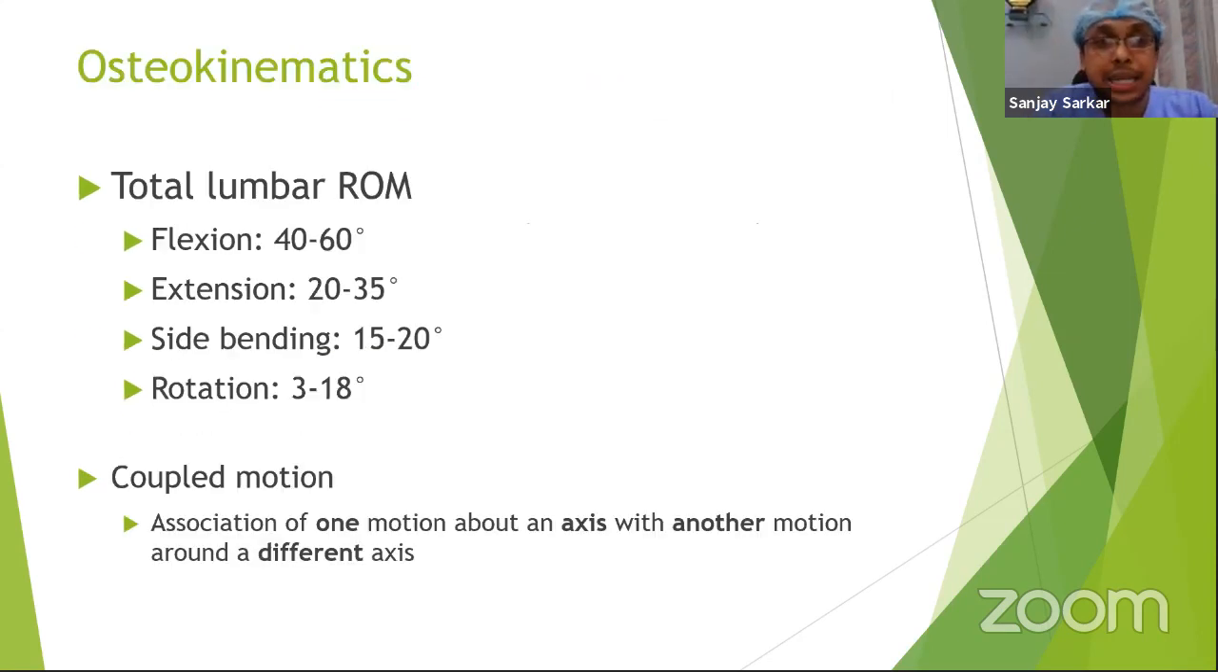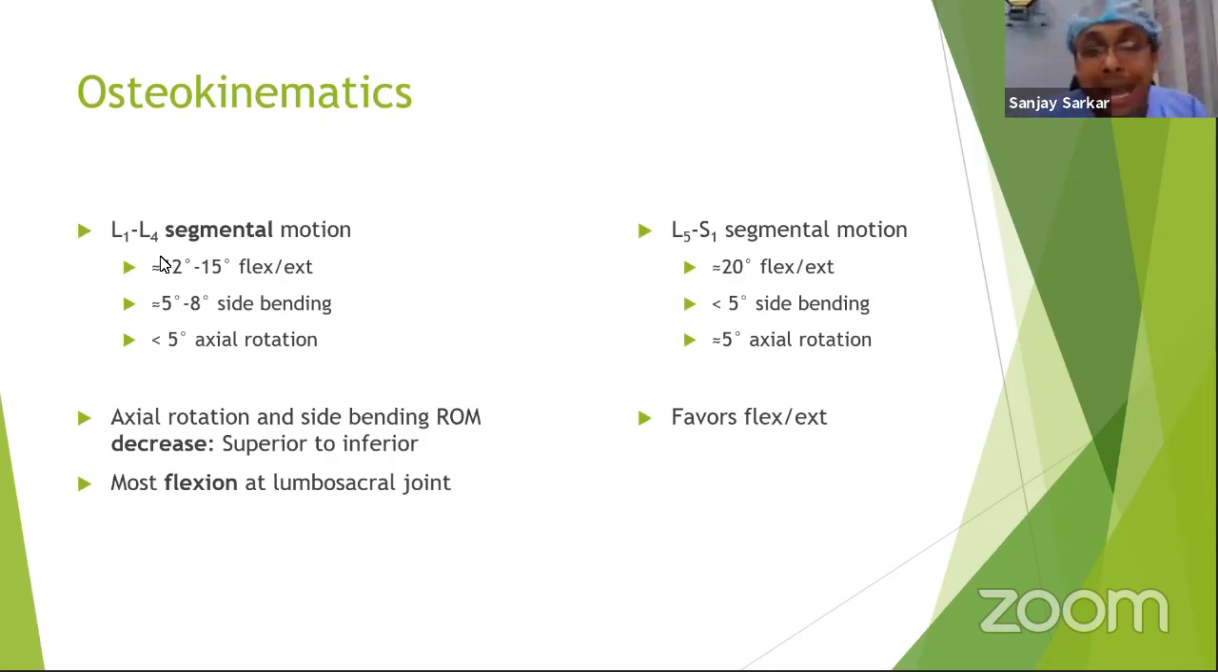All right, so that's basically the segmental motions. Now, as you note, axial rotation and side bending ROM decrease when you go from superior segment to inferior segment. Very simple. Why is there a reduction in rotation and side bending from L1 to L4? Because the facet joint size increases, the vertebral body size increases. As a result, there is diminution or reduction in the range of motion, because it becomes more stable, more static, and more hard for the body and the soft tissues to move it in side bending and axial rotation.